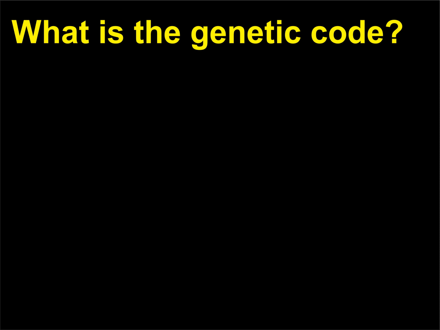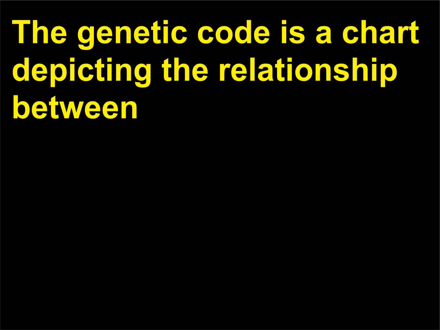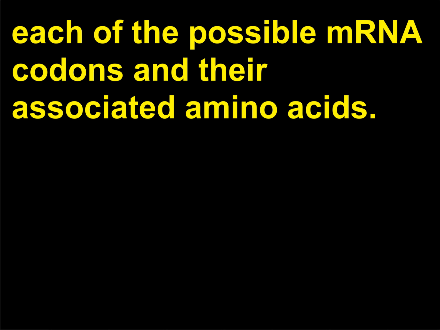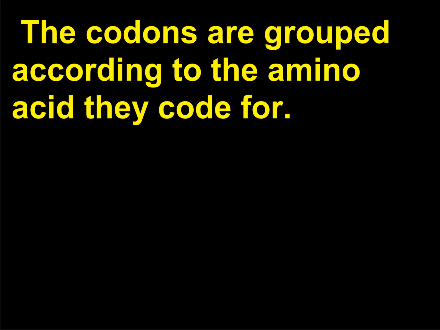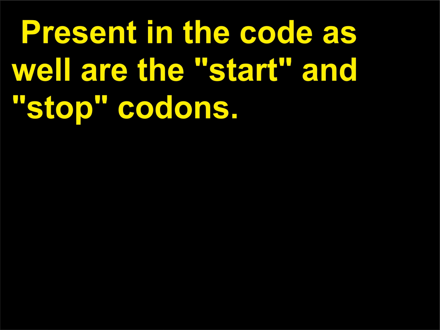What is the genetic code? The genetic code is a chart depicting the relationship between each of the possible mRNA codons and their associated amino acids. The codons are grouped according to the amino acid they code for. Present in the code as well are the start and stop codons.